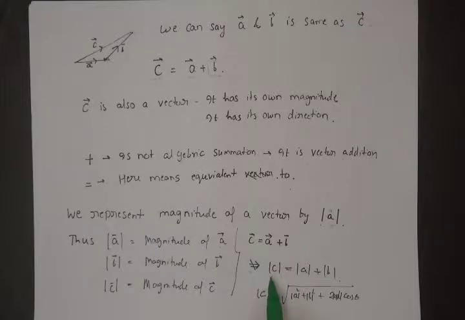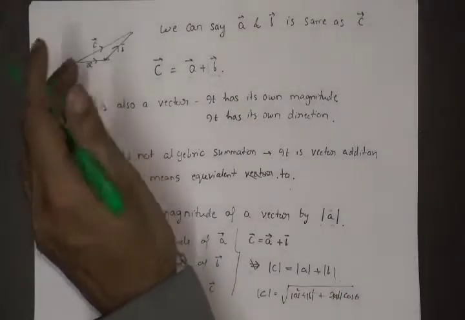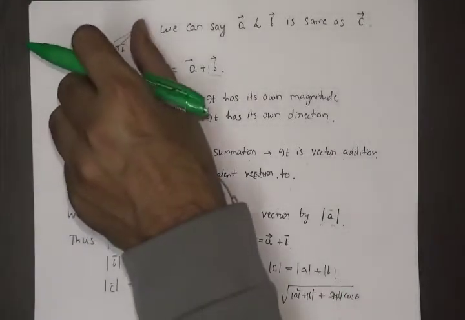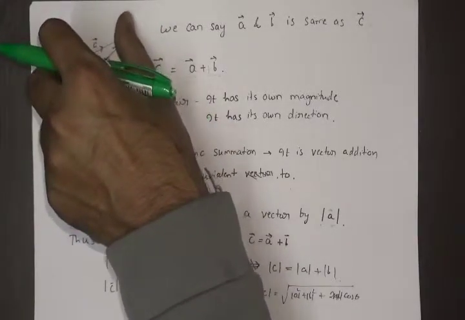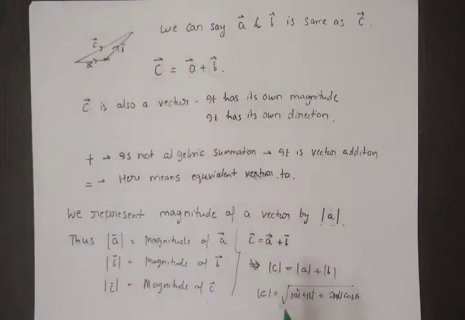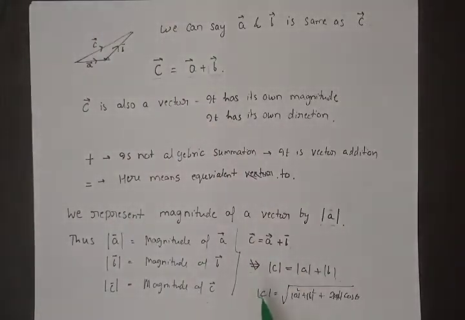imply magnitude of C is equal to magnitude of A plus magnitude of B, because we know in a triangle this side length plus this side length will not be equal to the third side of the triangle. Instead, C vector magnitude will be equal to, we have found it, the square root of A squared plus B squared plus 2AB cos theta.